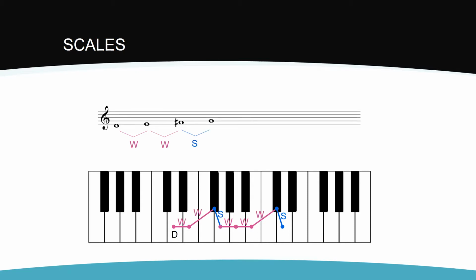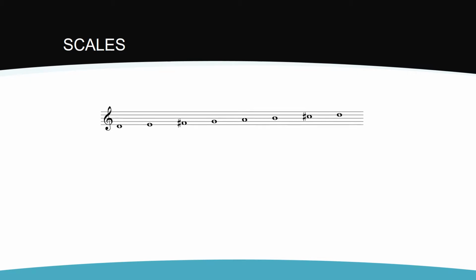That brings us to G. Now we need 3 whole tones in a row. That gives us A, B, and C sharp. Finally, we need 1 semitone, and that brings us back to D. We can label each pitch of a scale in several different ways. The pitch for which the scale is named is called the tonic.